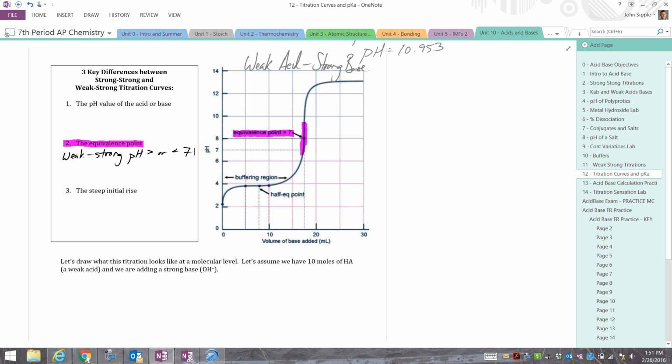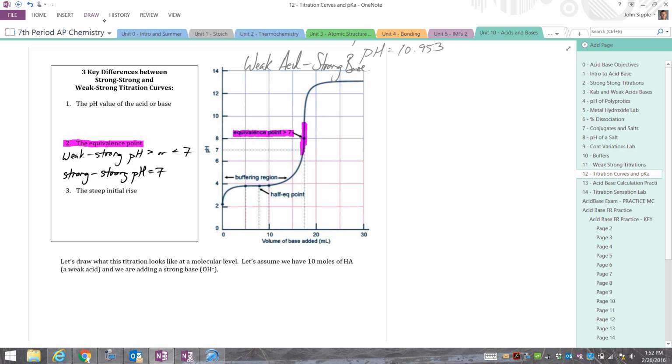Because what's the equivalence point for strong? It's always 7. If you have a strong acid and a strong base and you react them together, the only thing you're creating is salt and water, but that salt is neutral. So really all you've got is water floating around. So if it's strong, it's always 7 at the equivalence point. That's a very key component in identifying what kind of titration curve you have.